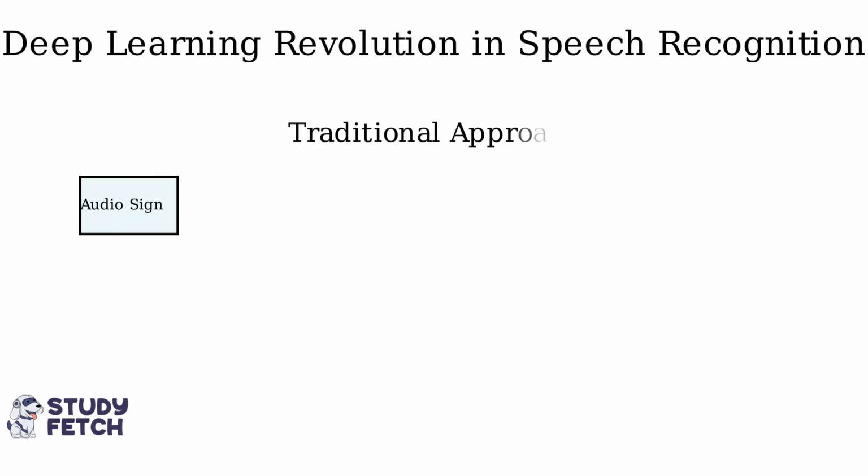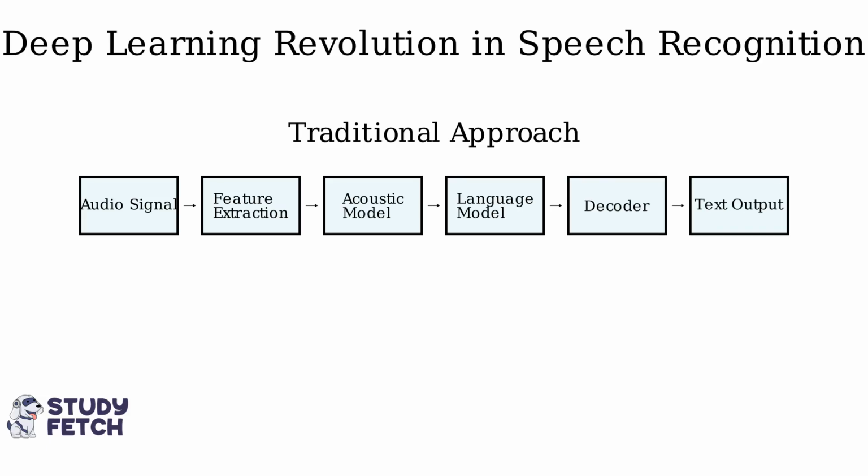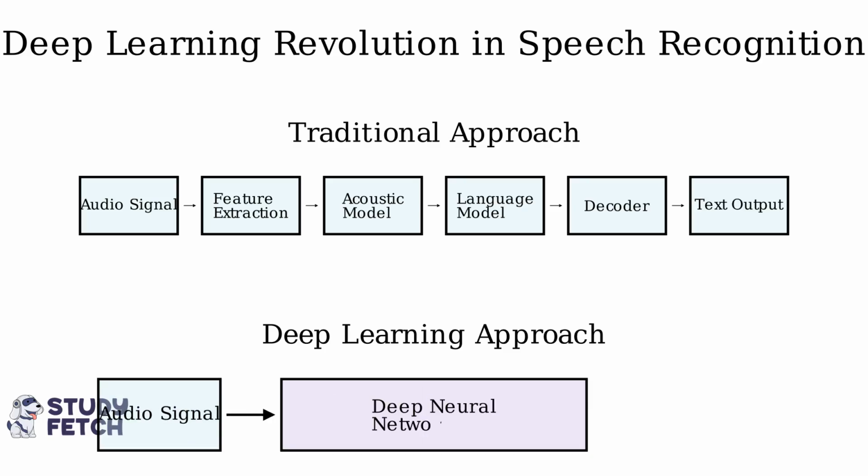Before deep learning, speech recognition systems used separate components for different speech processing tasks. Deep learning revolutionized speech recognition by enabling end-to-end learning, where a single neural network can process raw audio and output text directly. This integrated approach eliminated the need for separate feature engineering and modeling components, leading to much better performance.